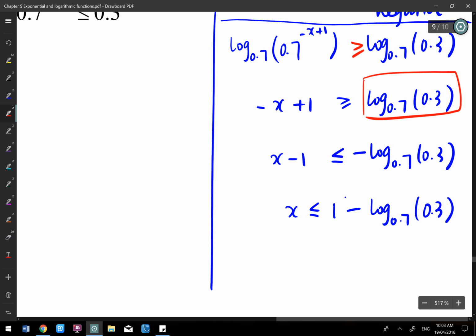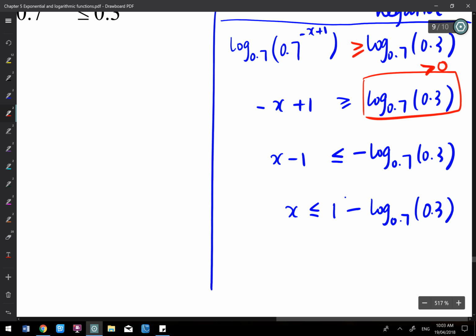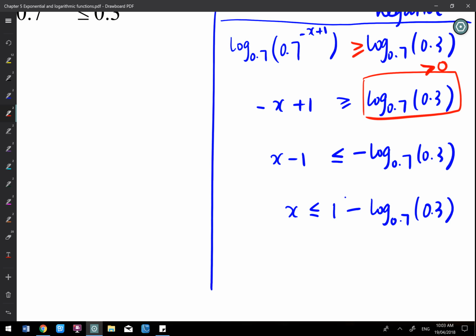Because both numbers, 0.7 and 0.3, are in between 0 and 1. So this number is greater than 0. Well, I'm not sure whether it's greater than 1 or not, like I can't see that yet. But I can definitely see that's a number greater than 0. Positive number, greater than 0, because both numbers are in between 0 and 1.